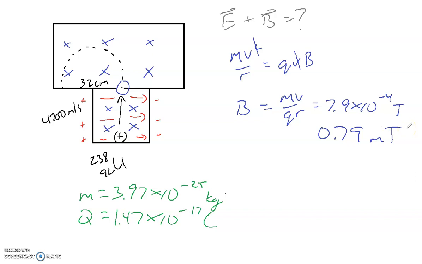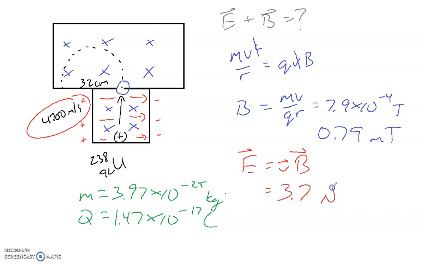For my electric field, again, you could tie forces together or just use the velocity selector expression. It doesn't make any difference, but the electric field would be the velocity times the magnetic field. I've got my v, it's right there, 4,700. I've got my B. So if we multiply the two together, we should get an electric field of around 3.7 newtons per coulomb, and that's going towards the right, and my magnetic field was X's.